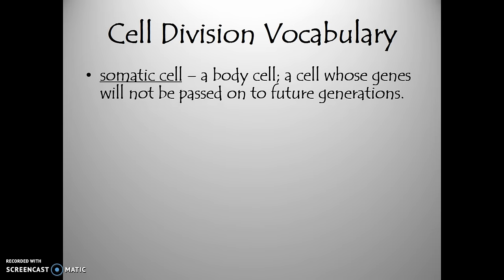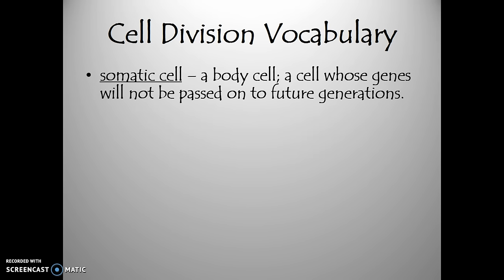So now let's talk about some cell division vocabulary that we need to know. One is a somatic cell. So this is one of your word wall words. So somatic is just a fancy biology way of saying body. So soma is Greek for body. So a somatic cell is a body cell. A body cell is a cell whose genes will not be passed on for future generations. So body cells are not used to make babies. Body cells are just for you.